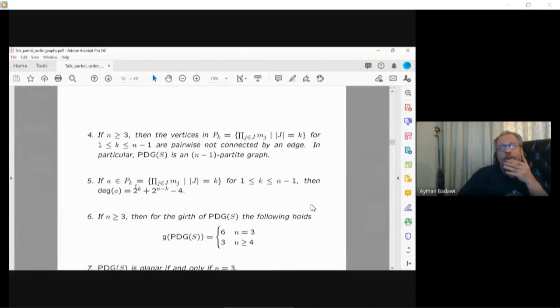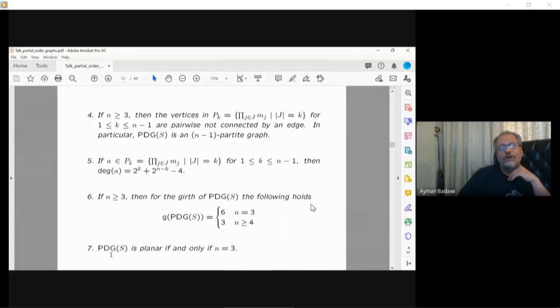The girth, remember, is the smallest cycle that you can form in the graph. If n is bigger or equal to 3, then the girth, if n equals 3, then the girth will be 6. The girth of this graph will be 3 if n is bigger or equal to 4.